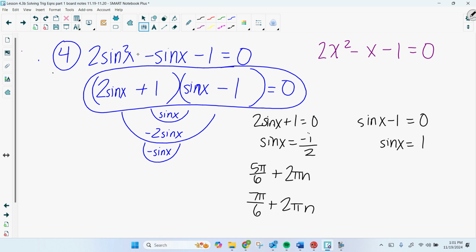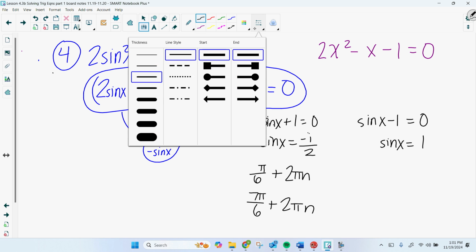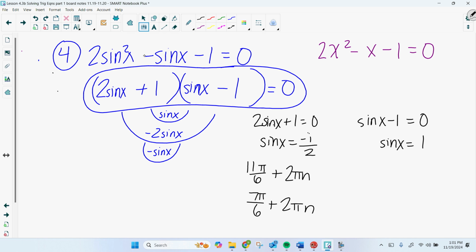Wait, is it 5 pi or 11 pi? Oh, you're right. I'm sorry. It's not 5 pi. I said 11 pi, but then I wrote it wrong. 7 pi over 6 is good. But this was supposed to be 11 pi over 6. Thank you. I was visualizing it, but then I wrote the wrong thing. Yeah, so 7 pi over 6 and 11 pi over 6 is where it's -1/2. And then it's going to repeat every 2 pi. Like those solutions will just repeat over and over.